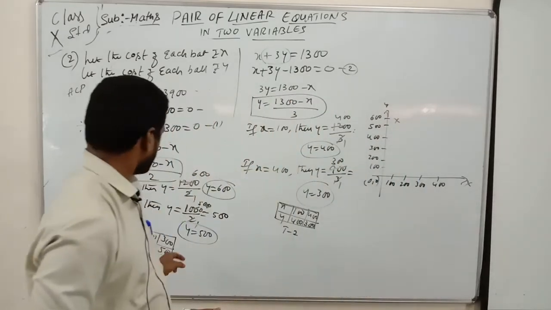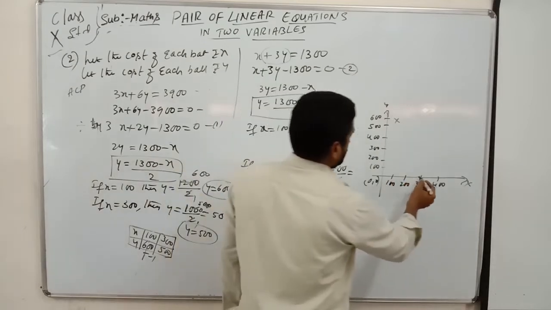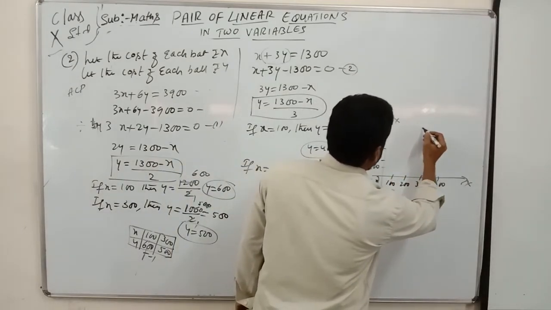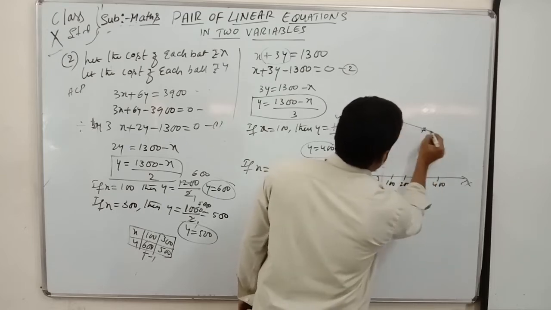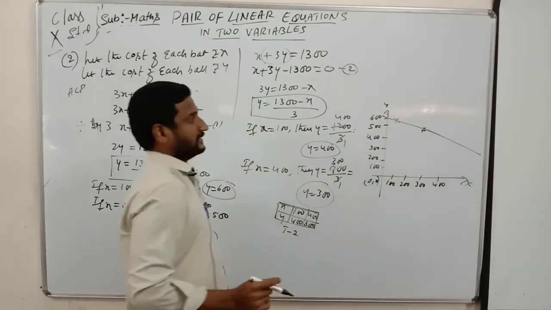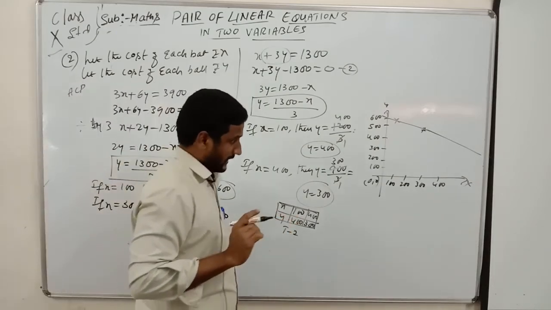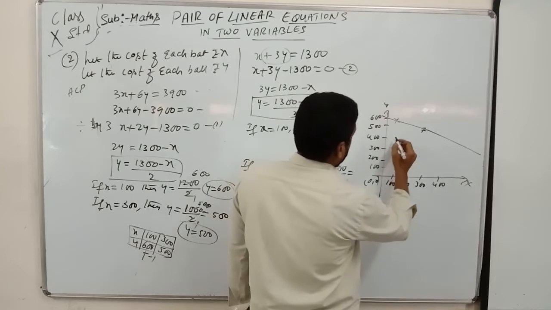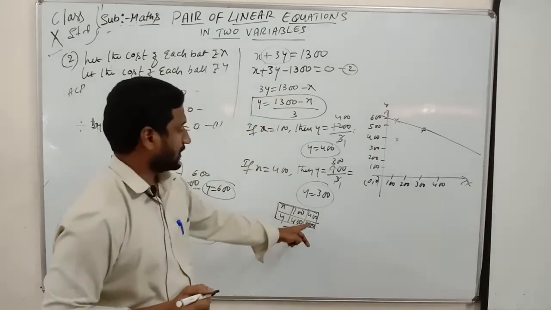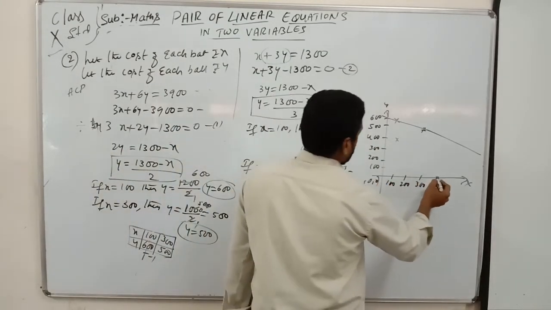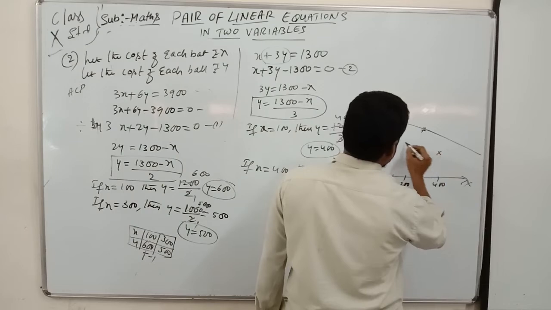Next, 300 at 500. See here, 300 at 500. So 300 x value and 500 y value, they intersect here, okay. So draw the line here and extend it. Next is table 2. X value is 100, y value is 400. X value is 400, y value is 300. You can join here.